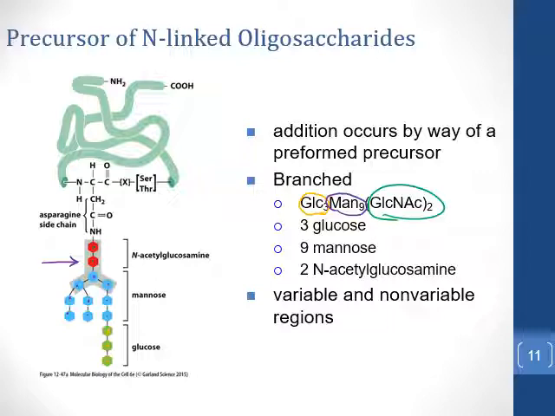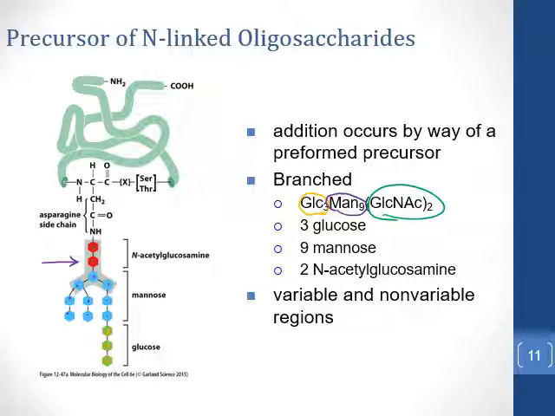Okay. Now that's the way that sugar is designated. Now notice that with 3 glucoses, 9 mannoses, and 2 N-acetylglucosamines, you have your core. You've still got your core right here of your 2 N-acetylglucosamines and your 3 mannoses. It's just that in addition to that, you have 3 glucoses, and you have actually 6 more mannoses for a total of 9 mannoses.